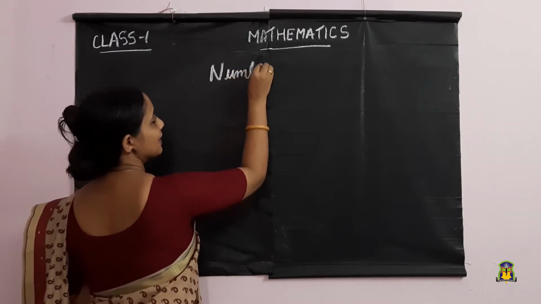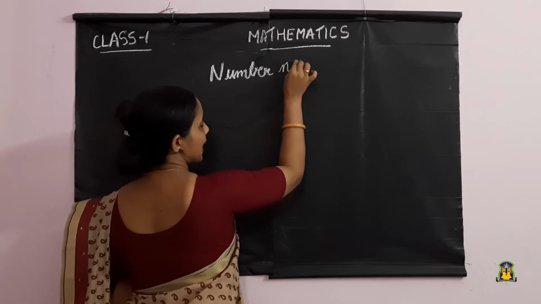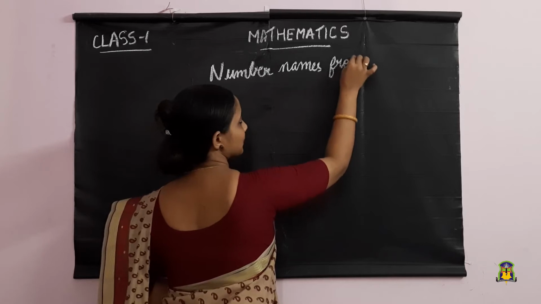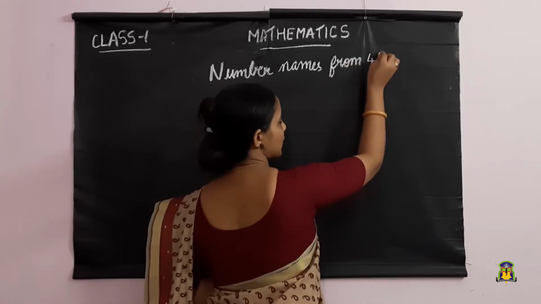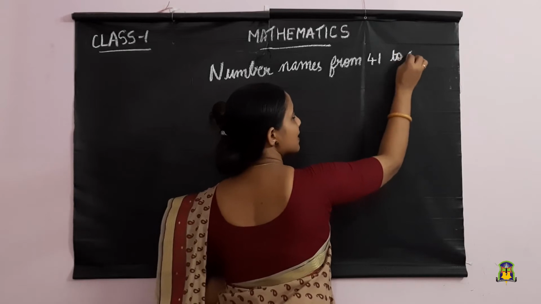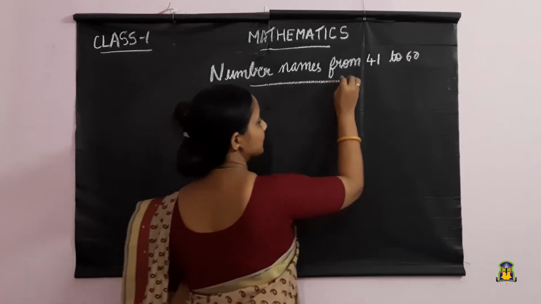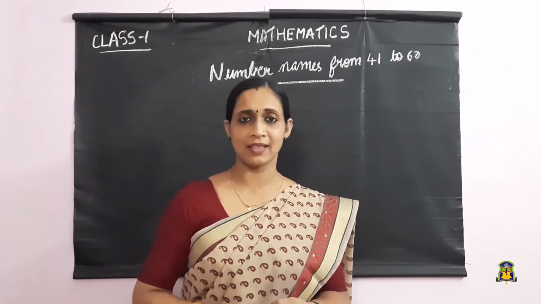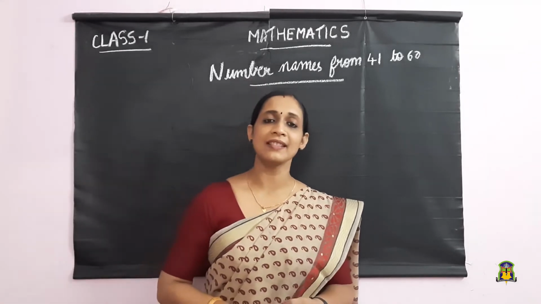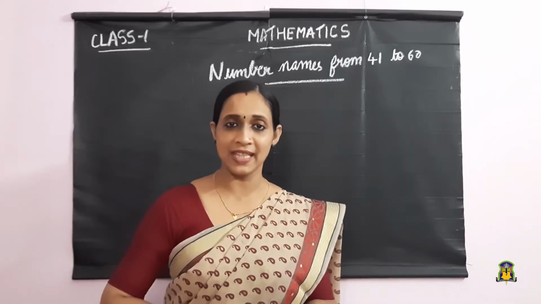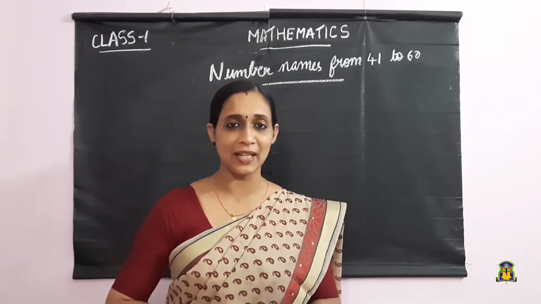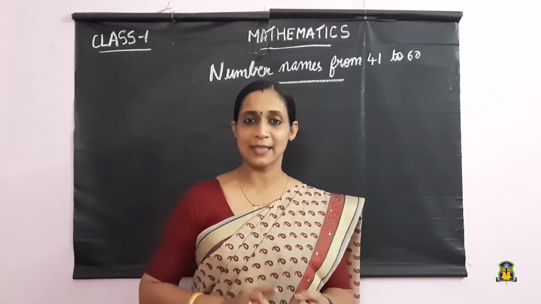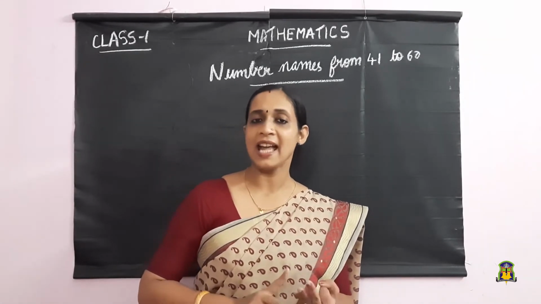Number names from 41 to 60. Okay. So, the number name or the spelling of 40 is already you have learned. Right? So first we will write the spelling of 40, 50 and 60. That will be easy for you to write further. Okay. So first we will write the spellings of 40, 50 and 60.